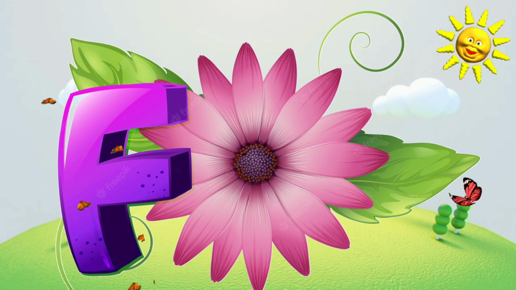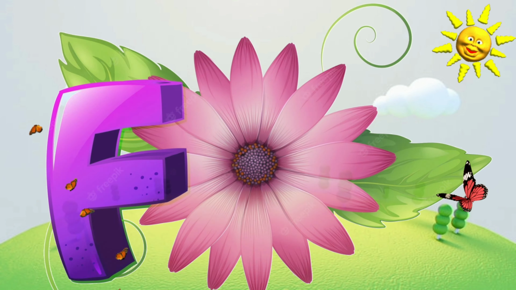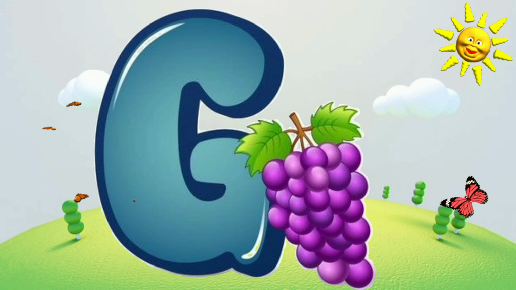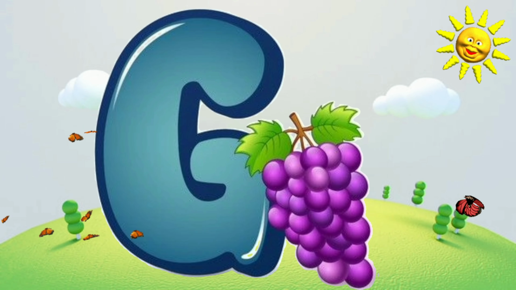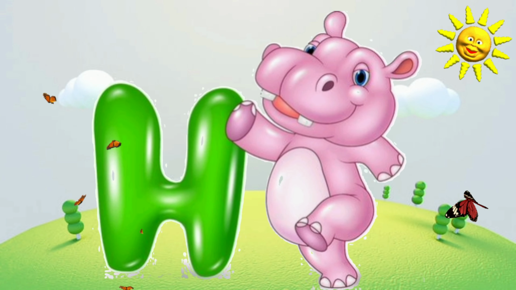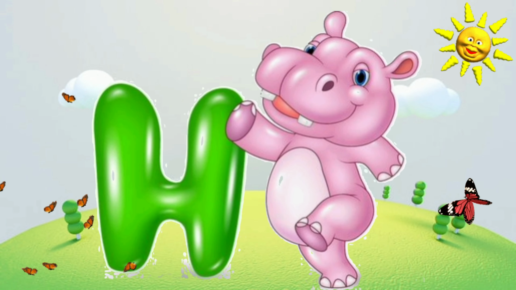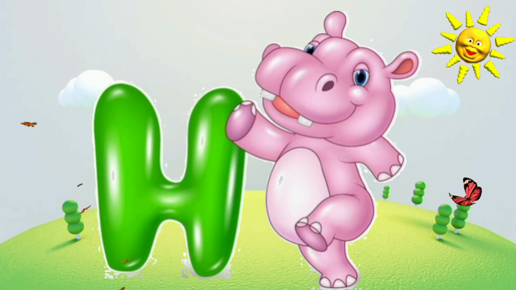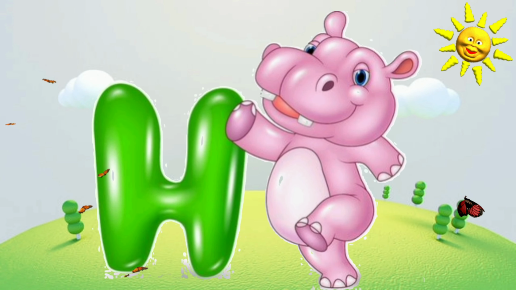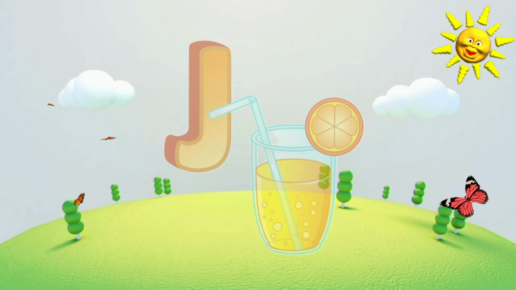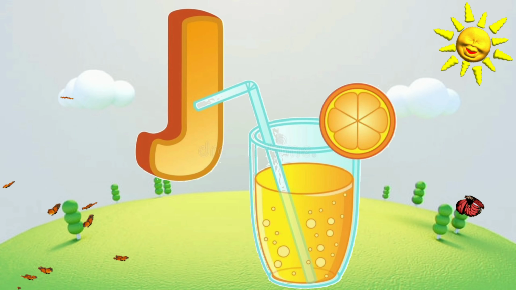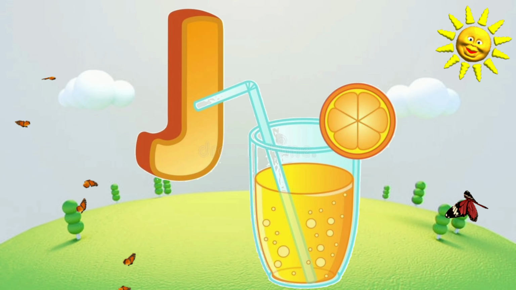F for flower, ding ding. G for grapes, ding ding. H for hippo, ding ding. I for iguana, ding ding. J for juice, ding ding.